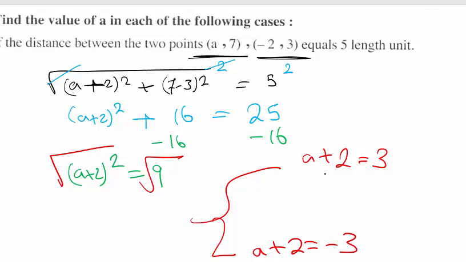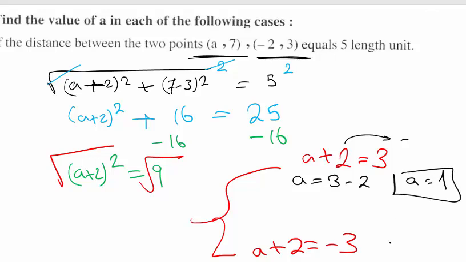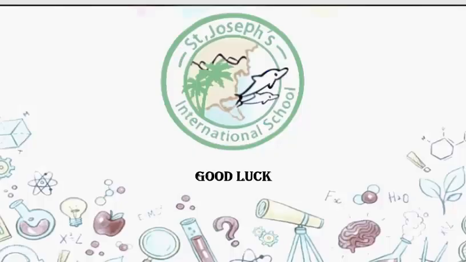Now I'm solving an equation to find the value of A. By subtracting 2 from both sides, 3 minus 2, A equals 1, and on the other side I will subtract 2 from both sides, so A will be negative 5. So here A has two different values, one of them is 1 and the other is negative 5.